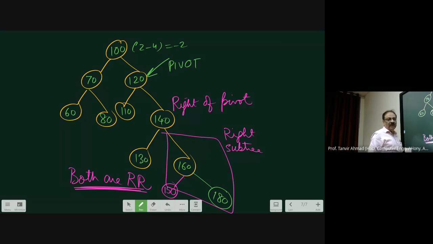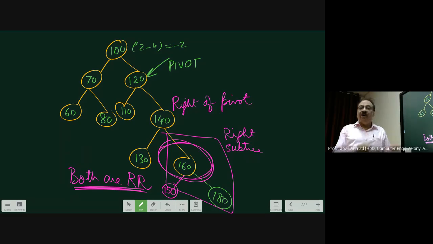Because you are inserting at this position, and 160 is the right subtree of 140. Therefore, either you insert in the right of 160 or in the left of 160, it is the same. But if I insert at 130, it will not be the same.